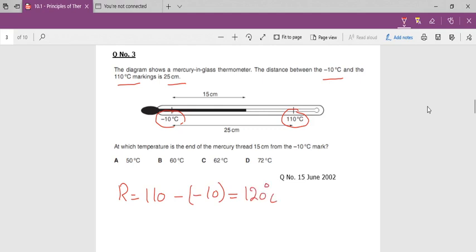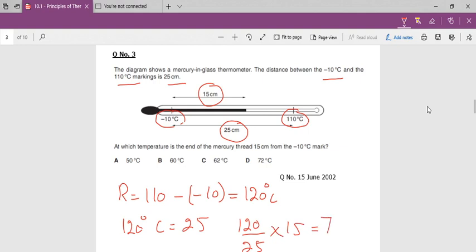So now for 120 degrees centigrade, the total length is 25. So for 120 degrees centigrade, the length given is 25. Now this length is given as 15 centimeters. So first we will calculate this and then we will see what to do. So for 120 divided by 25 multiplied by 15, it will give you the answer 72.